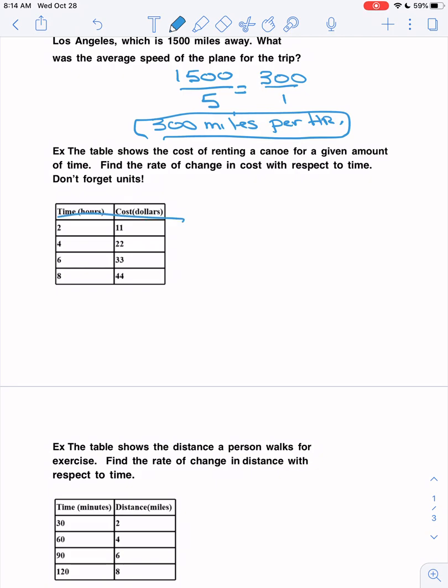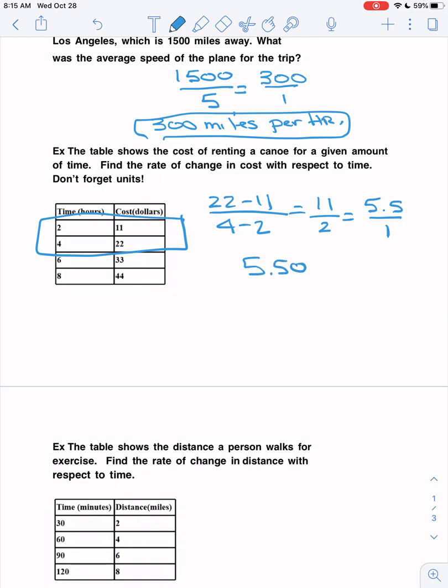So I'm going to just choose these two. They look easy enough. I'm going to take my y minus my y, 22 minus 11, all over my x minus x, which is 4 minus 2. So it looks like it's $11 for 2 hours. Simplify that. It would give us 5.5 for 1 hour. So it says find the rate of change in cost with respect to time. So it looks like they're spending $5.50 per hour to rent that canoe.